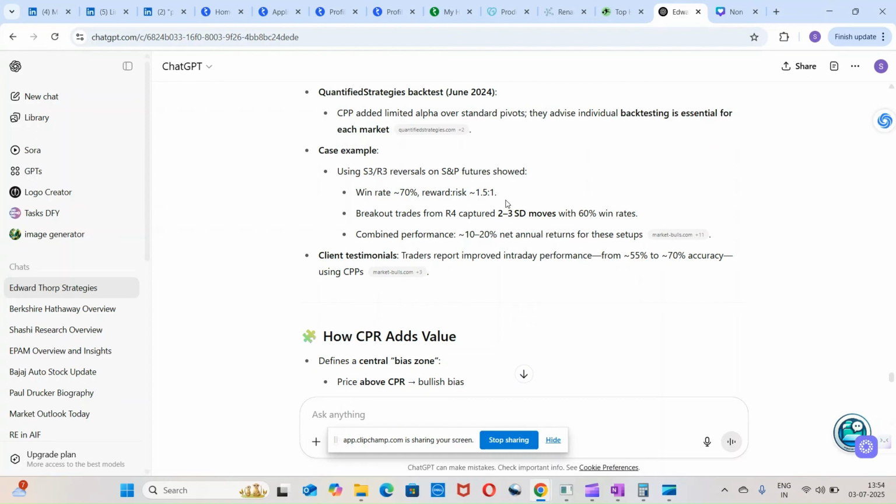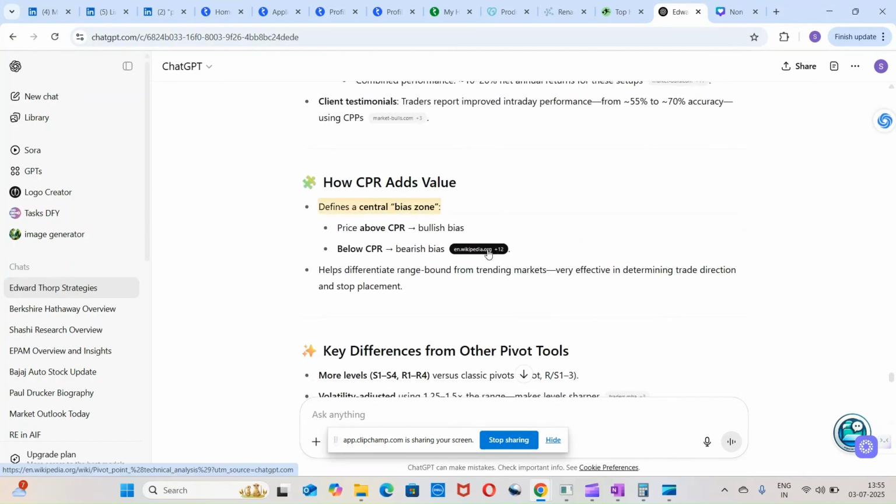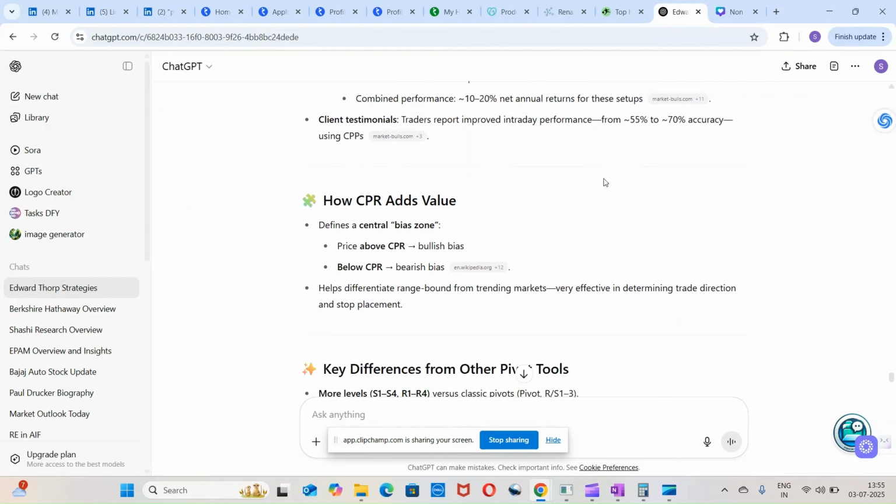Breakout trades from R4 captured 2 to 3 standard deviation moves with 60% win rates. Combined performance of 10 to 20% net annual returns for these setups. Client testimonials show that traders report improved intraday performance, from 55 to 70% accuracy, using Camarilla pivot points. So win rate is very high in Camarilla pivot points, and it's tested on S&P futures. It's worked well for the reversal trades as well as for the breakout trades. Net annual returns are 10 to 20%. Intraday also around 70% accuracy.